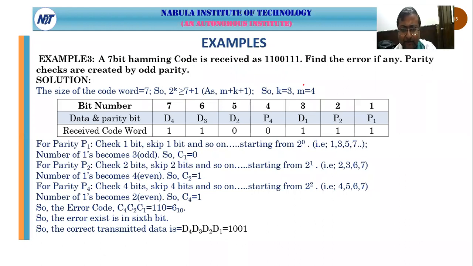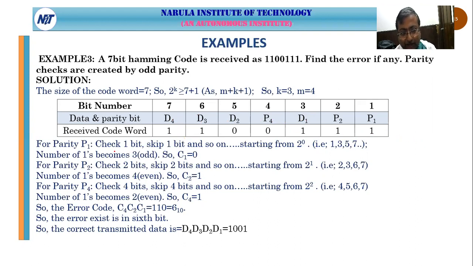Okay. Just one example, then one slide is there. Only one slide is there. Okay. So here m is equal to 4 and k is equal to 3. So the total code word is 7, that is 1, 2, 3, 4, 5, 6, and 7. So what will be the value? P1, P2, D1, P4, D2, D3, D4. And this is the received code word.